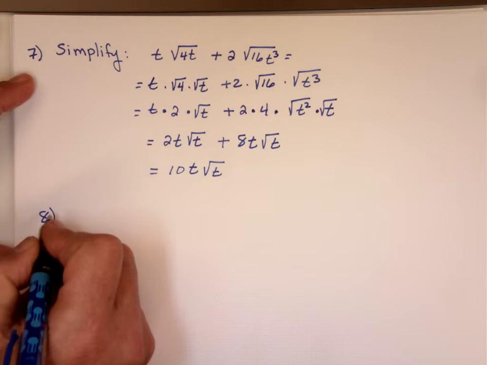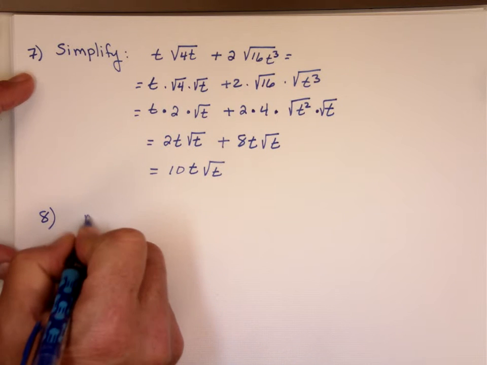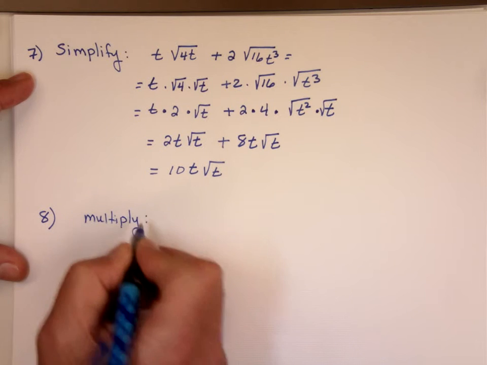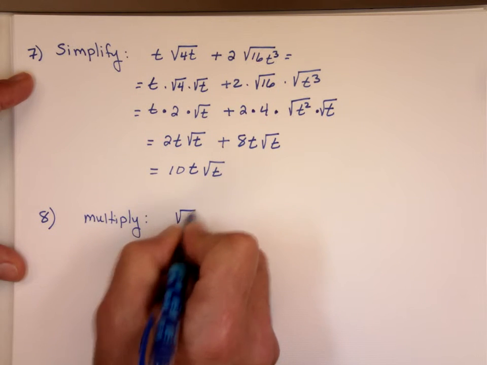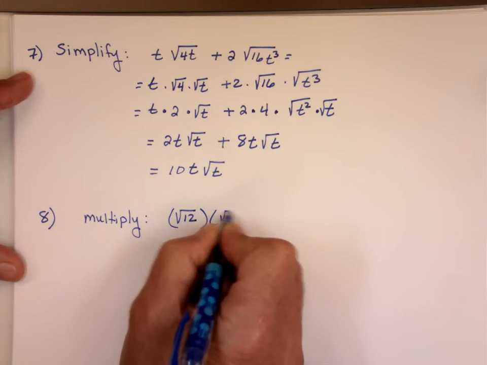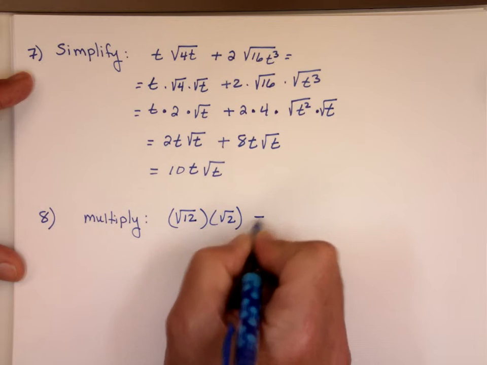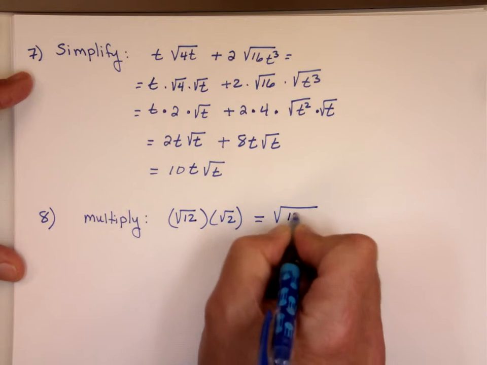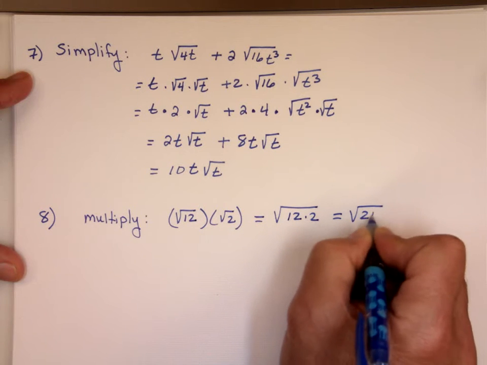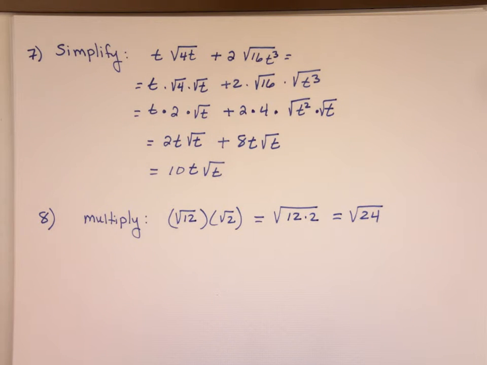Let's try multiplication. What is the square root of 12 times the square root of 2? Well, I know I can combine them into one. 12 times 2, which is what? 24. And the question, can I simplify that? Because if you can simplify it, you have to simplify it. You don't have an option.